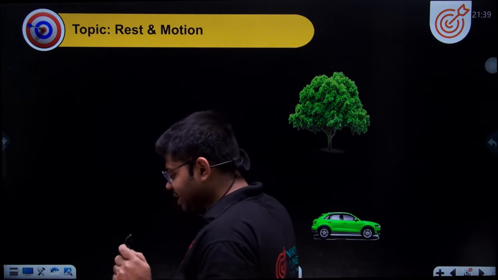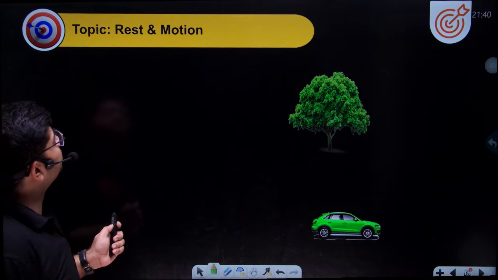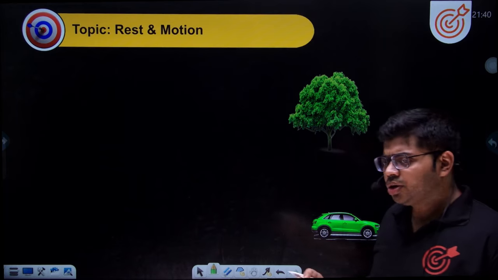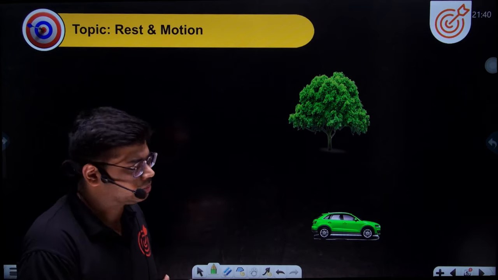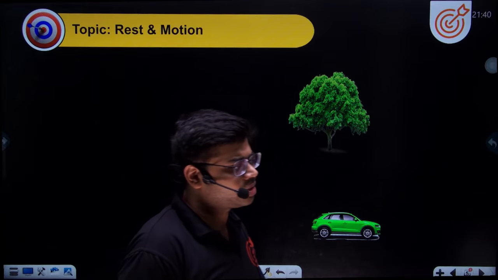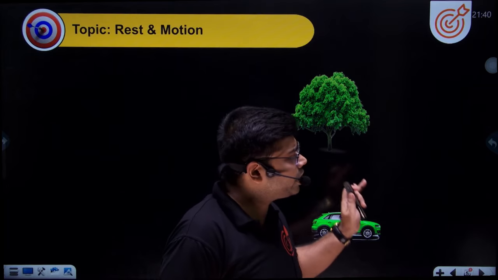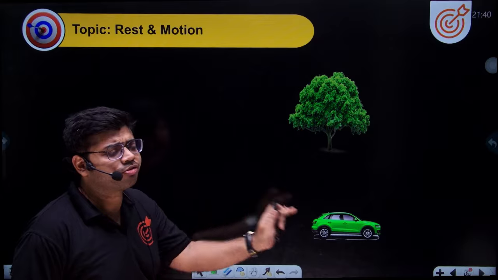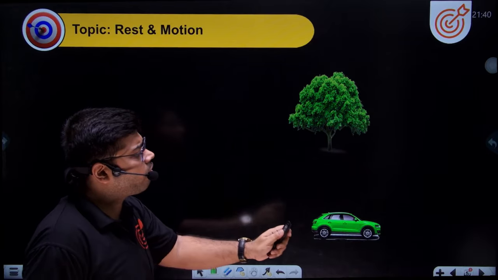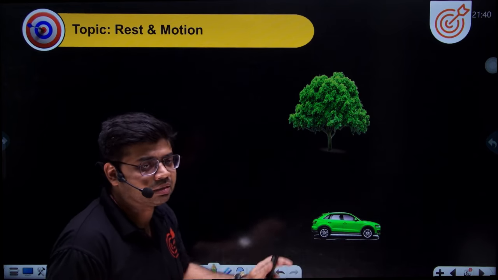Now this is something very important I need to discuss, that is rest and motion. I'd like all of you to please look at the picture given here. If I ask you, by looking at this picture, which object is moving and which object is stationary, whether the tree is moving or the car is moving.